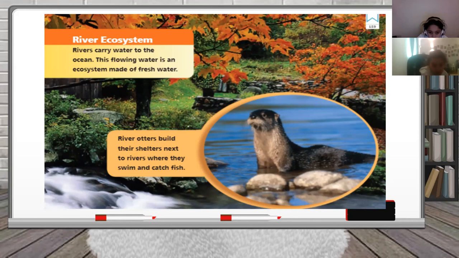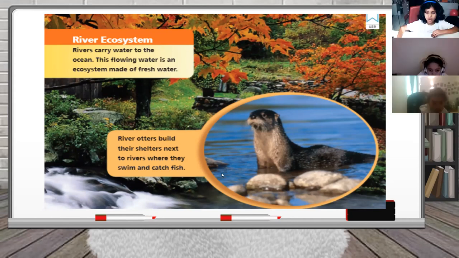Hi, Yasadeen. Are you here, Yasadeen? Yes. Okay. The water in this river, is it fresh or salt? Fresh. Huh? Fresh. Excellent. Fresh water. Okay. The fresh water is non-living and the otter is a living thing. Both of them, they interact with each other. How does this otter survive in the river? Do you have any idea?